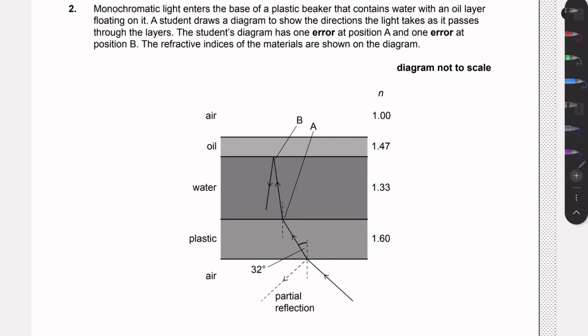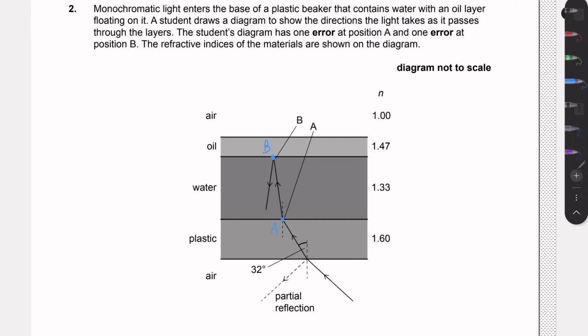This is the November 2023 paper 2, question 2. In this question we are given a light source that enters some materials, and this diagram shows the way the light rays are reflecting and refracting. And the student labeled 2 points, B and A. So this is point B and this is point A.